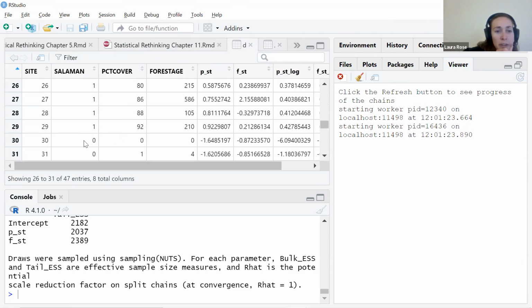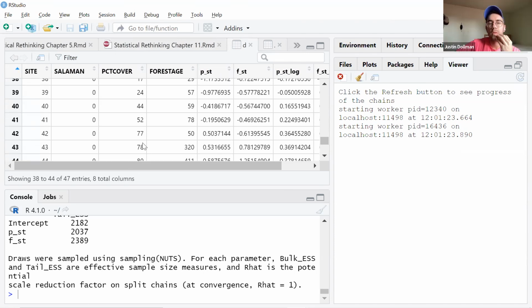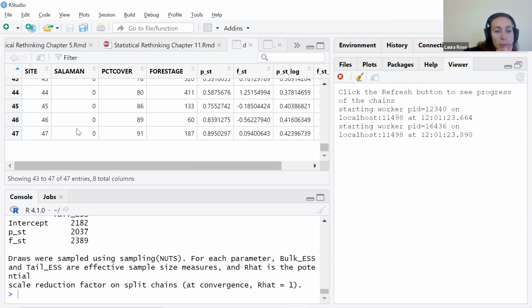Yeah, so this is kind of weird. There's like no cover, I guess. I'm not sure what this is. A desert, maybe? I don't know. Hmm. And then we have a lot where we have various levels of percent cover and no salamanders.